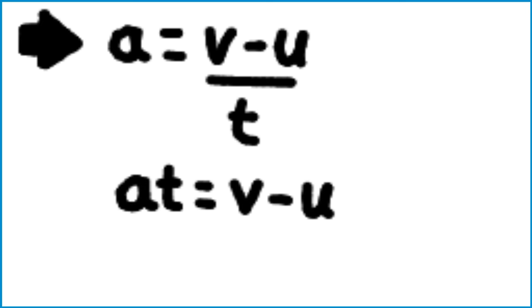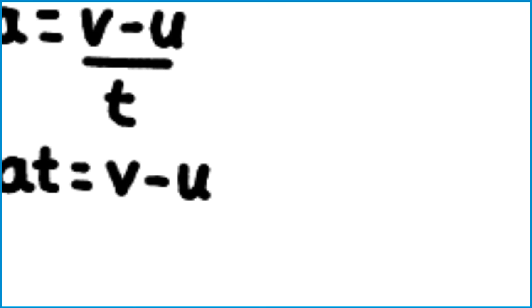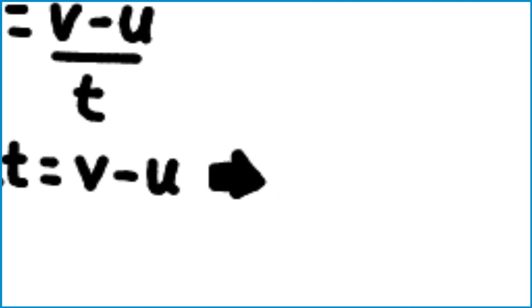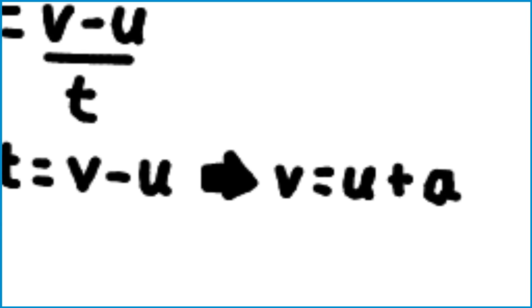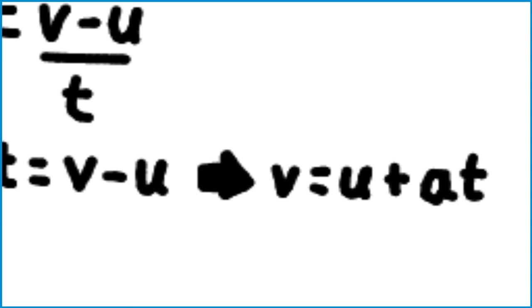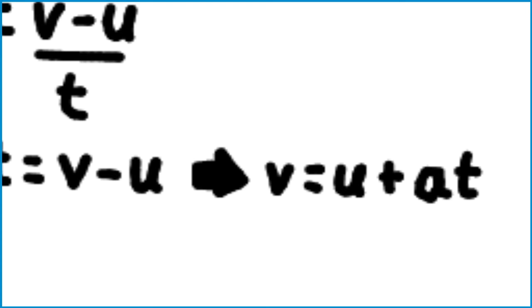Right? So if we reverse the sign, it's a good way to understand v, which equals u plus at. It is the most important way to understand and check the correct formula. So this is the number one formula.